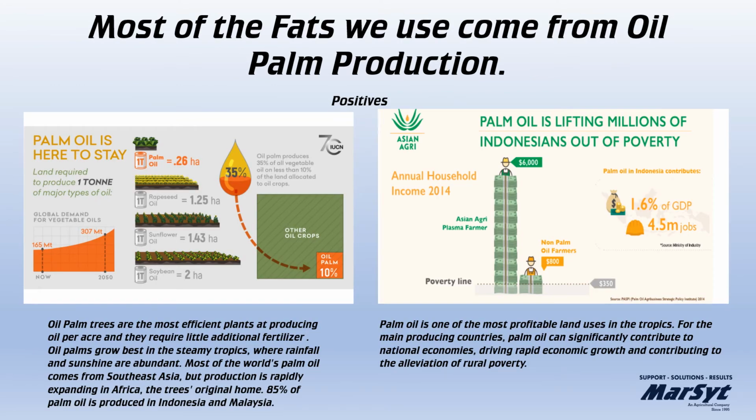Now, there are many positives to palm oil production, especially if you're a poor person living in these equatorial zones. Palm oil is responsible for raising the number of people out of poverty, especially in a country like Indonesia. And the palm oil tree produces 35% of the world's vegetable oil on 10% of the land. So they are 10 times more productive than any other plant for producing oil.